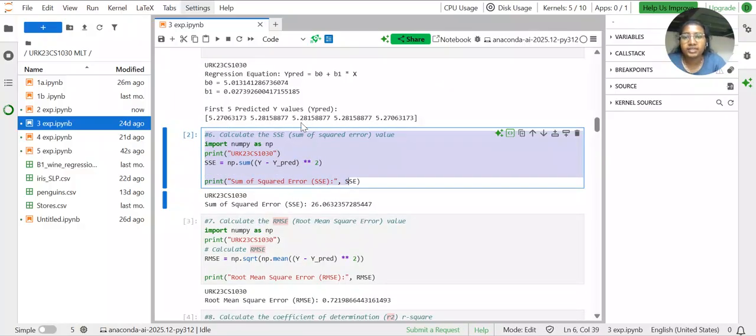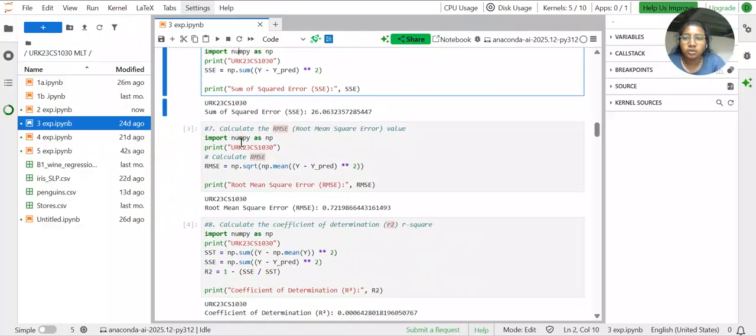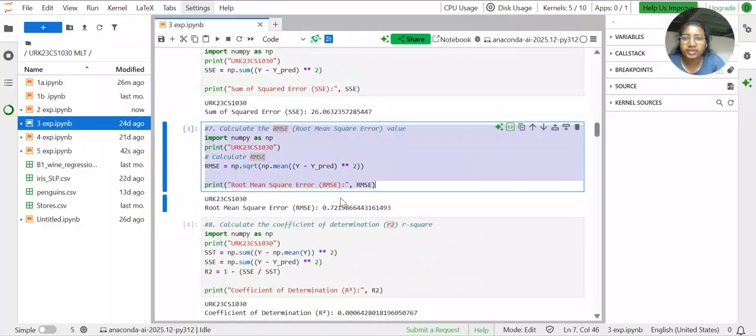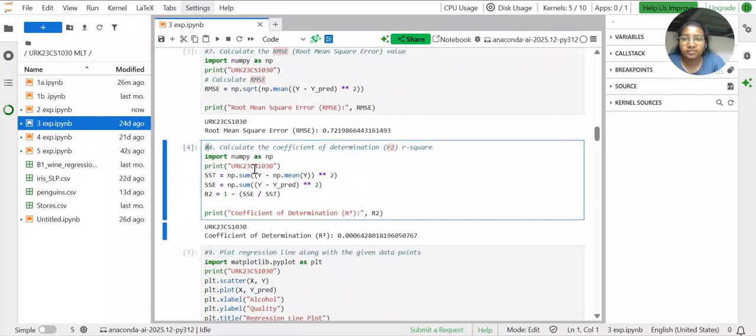Sixth, calculating SSE, I have calculated the sum of squared errors, which measures the difference between the actual and the predicted value. And seventh one is about calculating RMSE, root mean square error, which represents the average prediction error. Eighth, I have calculated the R square. I have computed the coefficient of determination, R square, which shows how well the model explains the variation in the dependent variable.